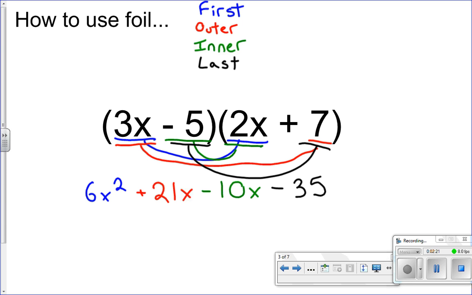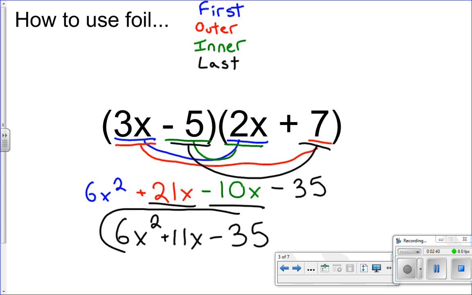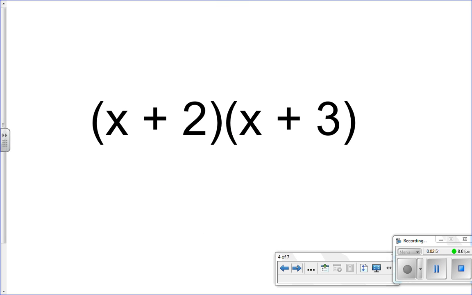So I have 6x squared plus 21x minus 10x minus 35. The last step is to combine like terms, so the 21x minus 10x, that gives me 11x. So my final answer is going to be 6x squared plus 11x minus 35. And that is the answer to our binomial product. Okay? So write this down, and I want you to try this next one on your own.